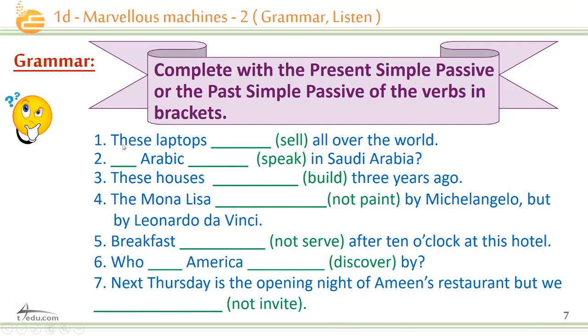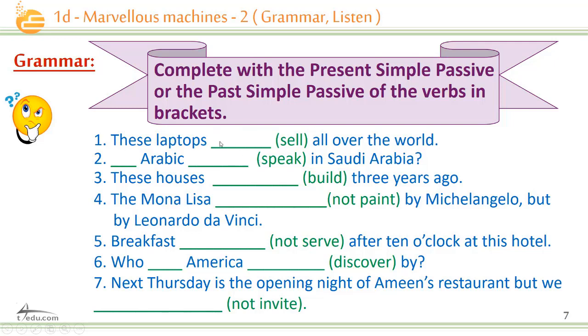Number 1. These laptops, blank, blank. Then we have between brackets the verb sell, all over the world. So, yes, this is the present sentence. Yes, this sentence is in the present form.